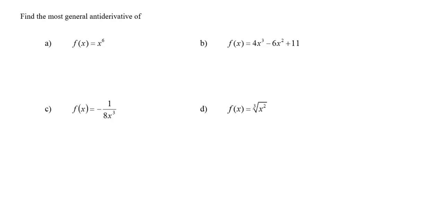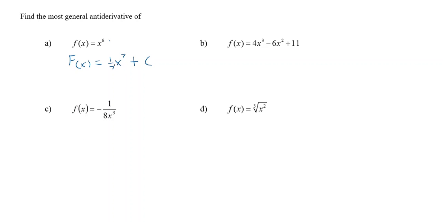To find the most general antiderivative of the functions below, we're going to increase the exponent by 1, and then multiply by the reciprocal of that new exponent. Quite often, the way we write the antiderivative is with a capital letter. So F of x is equal to x to the power of, we add 1 to the exponent, so 7, and then multiply by the reciprocal of 7, so 1 over 7. And then that's pretty much it, but you have to say plus c, some constant.